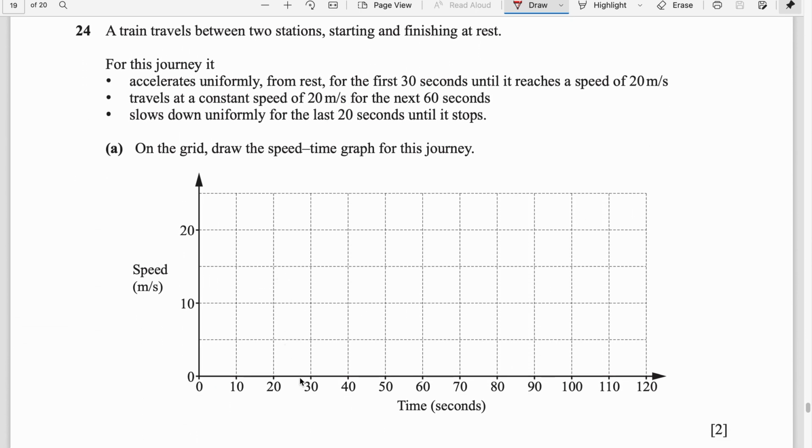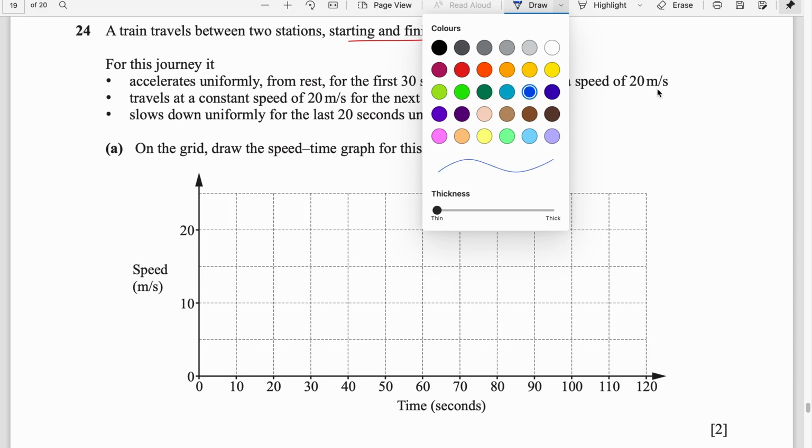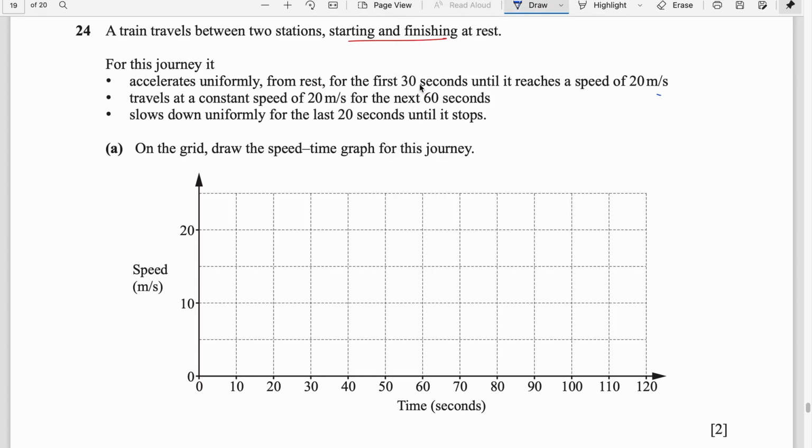Question number 24. A train travels between two stations starting and finishing at rest. For this journey it accelerates uniformly from rest for the first 30 seconds until it reaches a speed of 20. And this is the first section. It travels at a constant speed of 20 for the next 60 seconds. 30 plus 60 is 90.